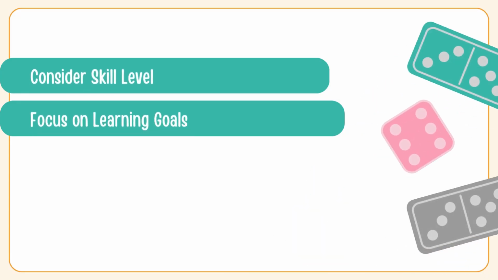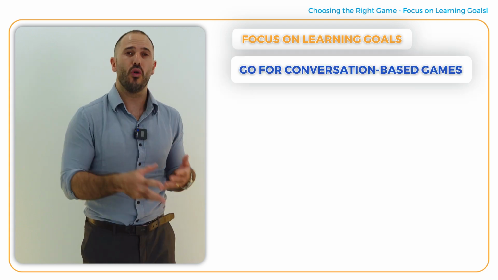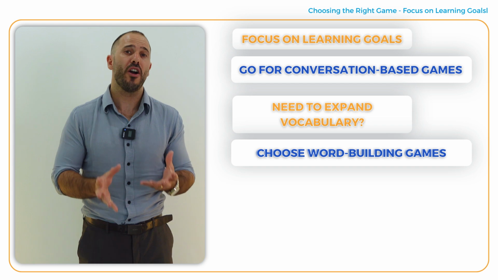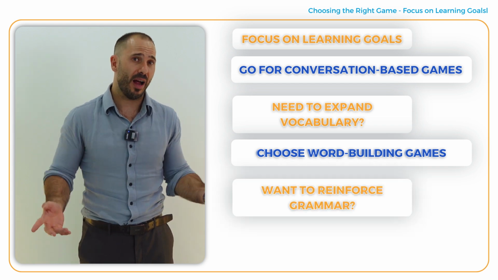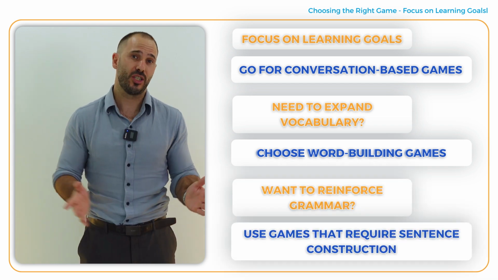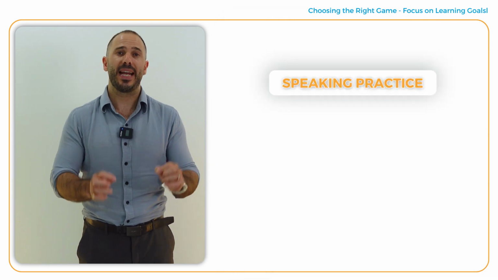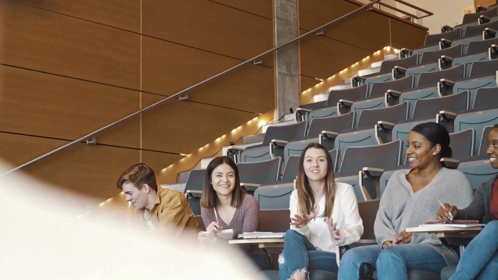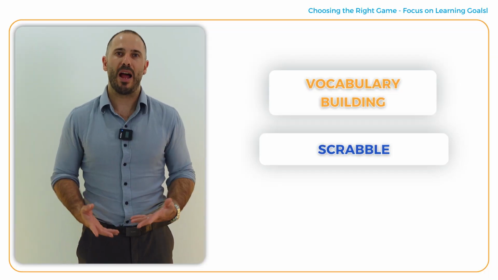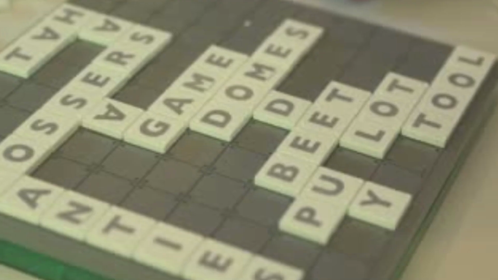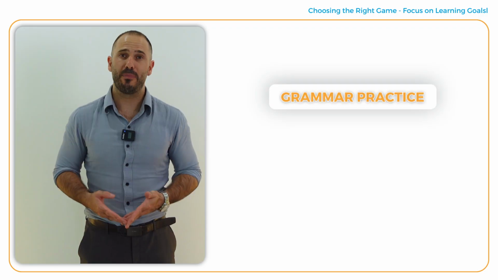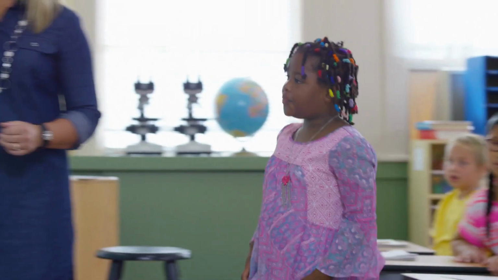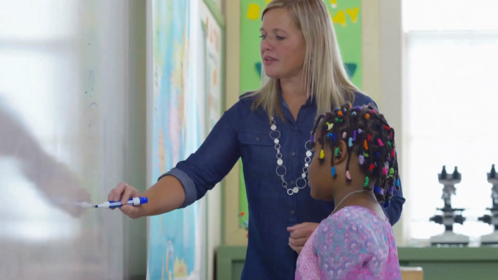Focus on learning goals. Want to boost speaking skills? Go for conversation-based games. Need to expand vocabulary? Choose word-building games. Want to reinforce grammar? Use games that require sentence construction. For example, speaking practice. Would you rather? Students explain their choices and justify their reasoning. Vocabulary building. Scrabble helps with spelling, word formation, and expanding vocabulary. Grammar practice. Apples to Apples. Students must match nouns to describing adjectives, reinforcing grammar structures.